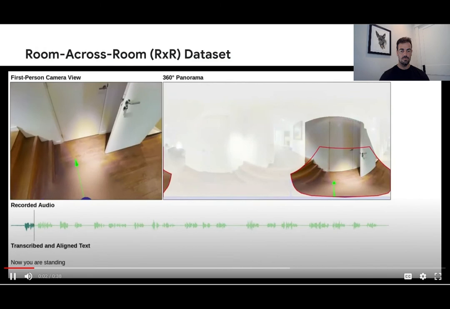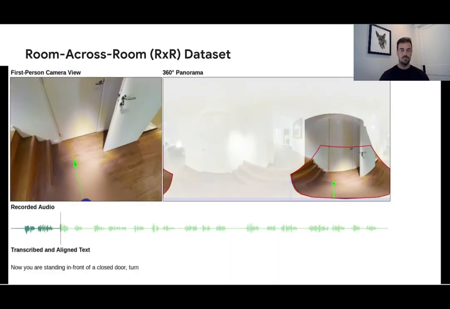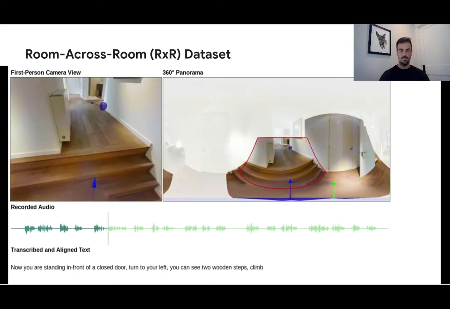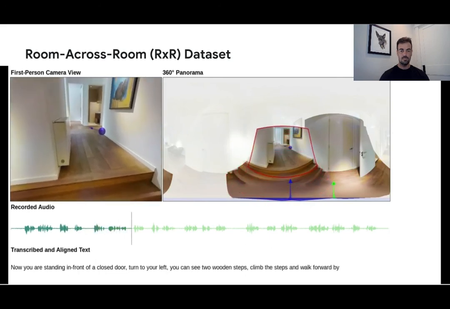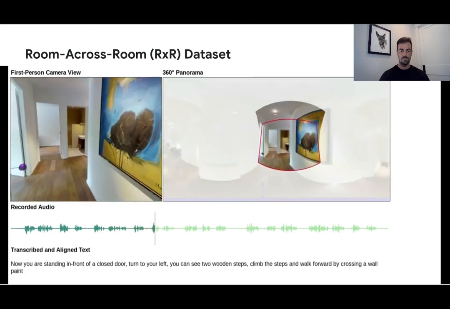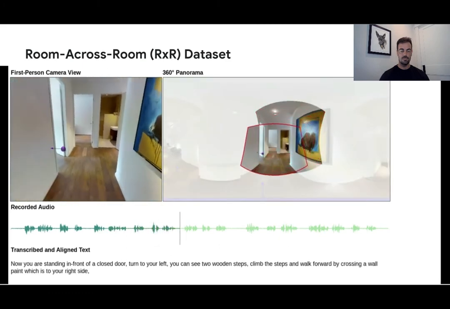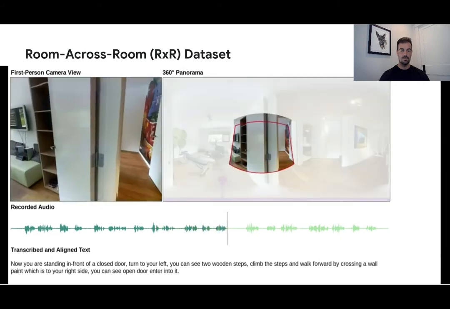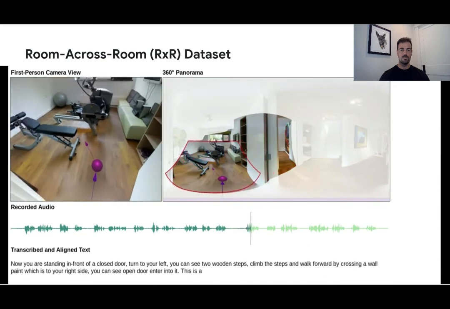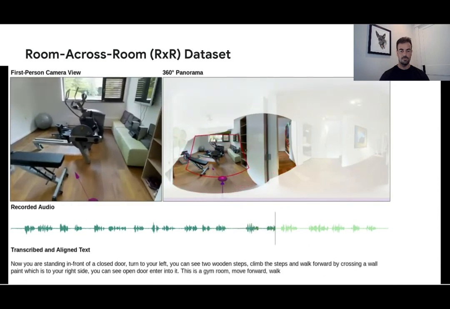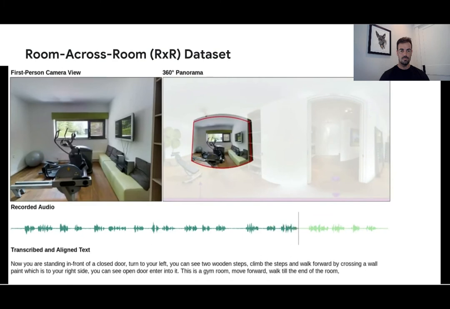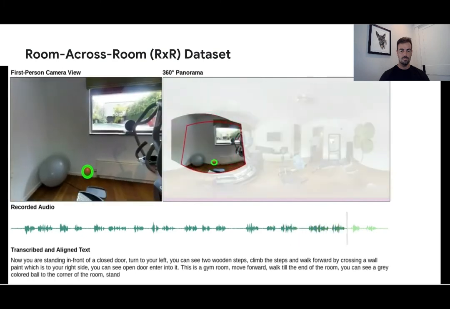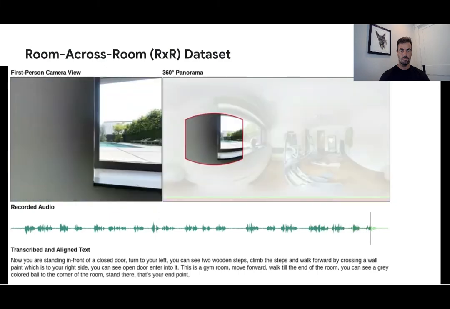Now you're standing in front of a closed door. Turn to your left. You can see two wooden steps. Climb the steps and walk forward by crossing a wall paint which is to your right side. You can see an open door to your left side. Enter into it. This is a gym room. Move forward and walk till the end of the room. You can see a grey colored ball to the corner of the room. Stand there. That's your endpoint.